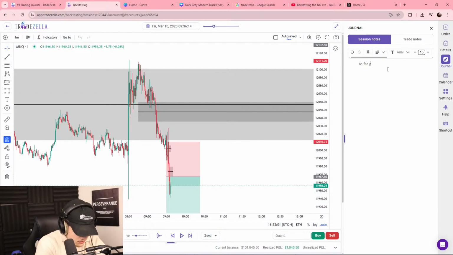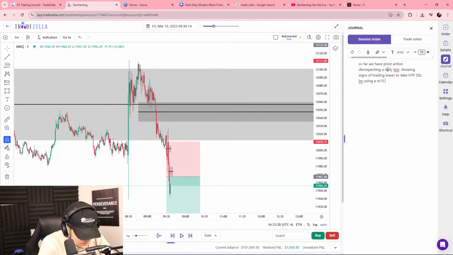So far, we have price action disrespecting a daily BC, showing signs of trading lower to take higher time frame sell side liquidity. I'm using an M15 SIBI to base my short.